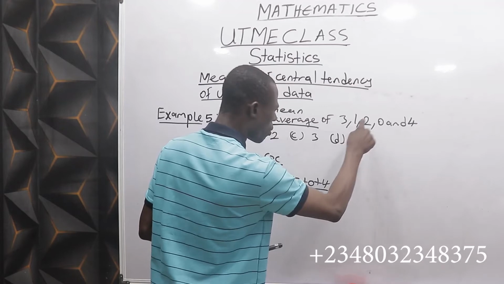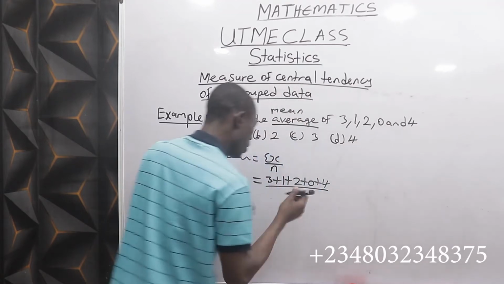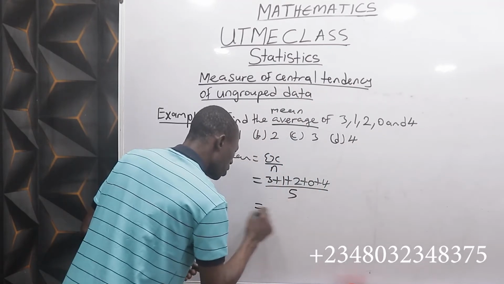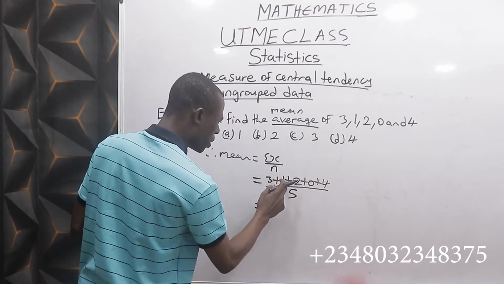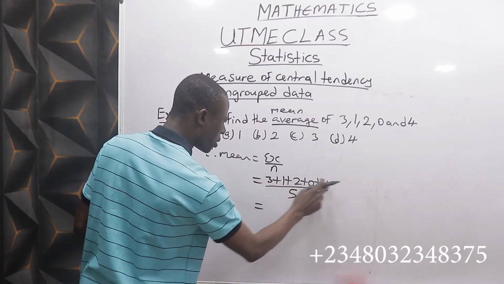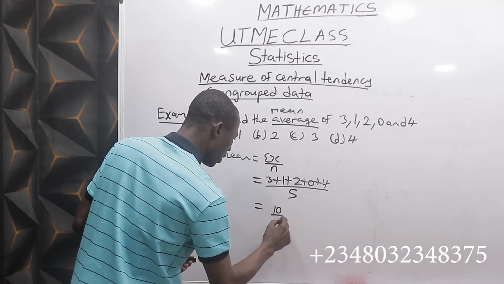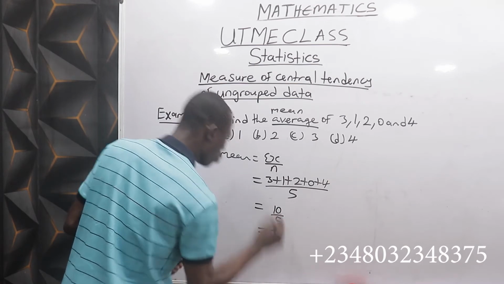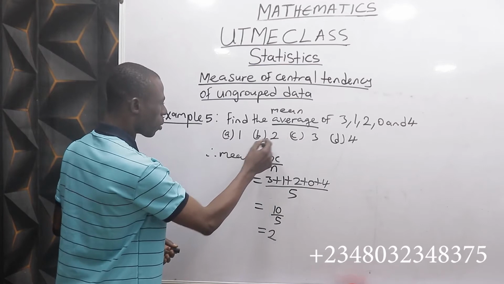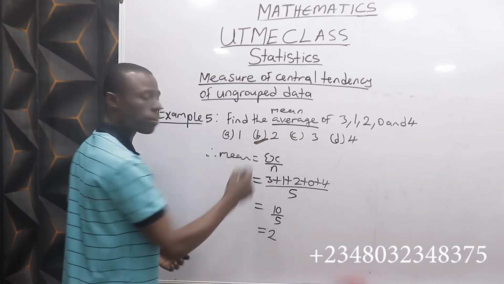1, 2, 3, 4, 5. If you add up, this is 4, 6, 10. That is 10 divided by 5. Answer is 2. The correct option is option B.